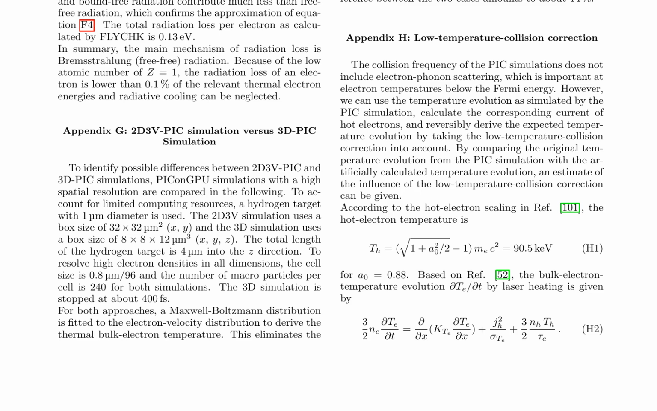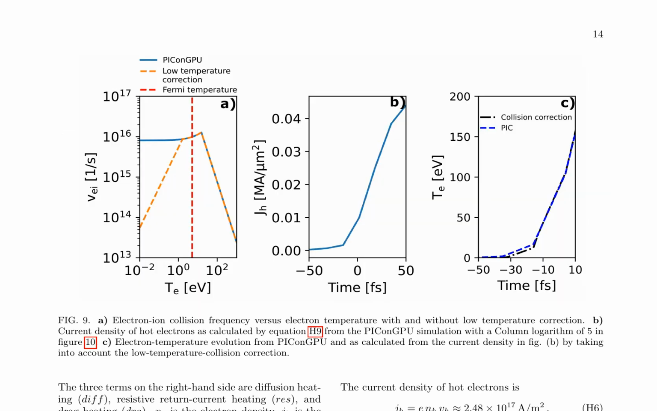The electron temperature evolution from the PICON GPU simulation is compared with the temperature evolution calculated by taking into account the low-temperature collision correction. The collision frequency of the PIC simulations does not include electron-phonon scattering, which is significant at electron temperatures below the Fermi energy. By assuming a uniform distribution of hot electrons in the plasma column and in the laser spot, the hot electron density is calculated as 1.29 × 10^22 cm^-3.